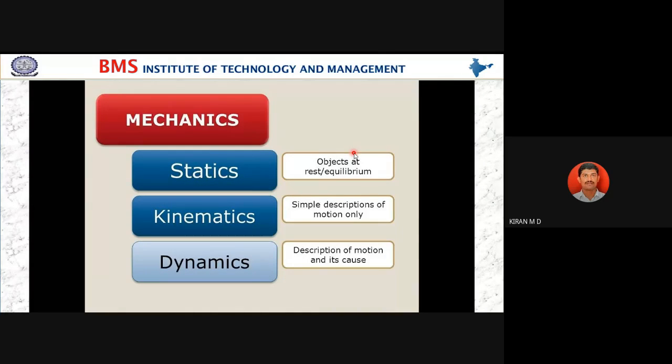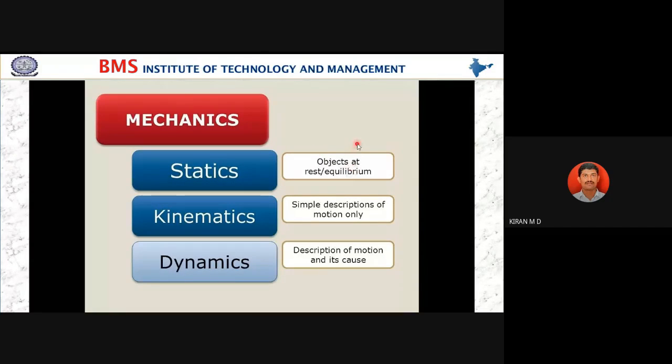The best example: you have studied the mechanics of materials. What did you study in the mechanics of materials? Anyone? The effect of forces on different bodies, yes, slender bodies. Different stresses in different bodies.